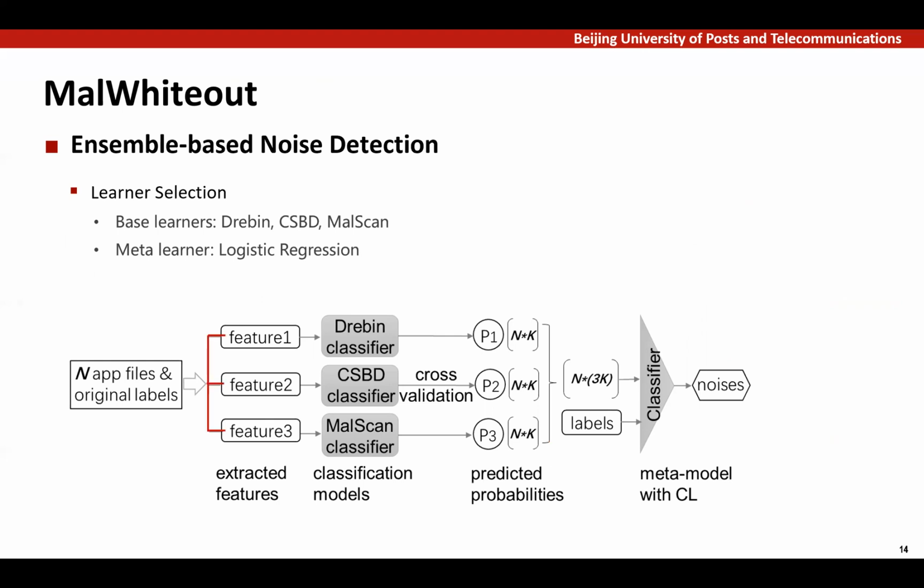First, each base learner works with its own features and classifier in parallel to output predictions through cross-validation. Next, for each sample, its probabilities predicted by different base learners are concatenated into a new feature vector, which is fed into the meta-learner along with its original label. Meanwhile, the meta-learner performs noise detection by being wrapped into confident learning. Finally, it outputs potential mislabeled samples.